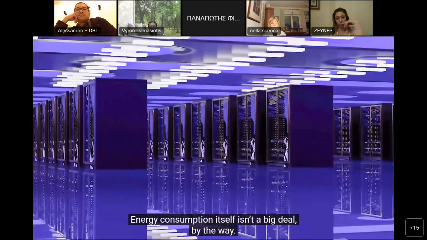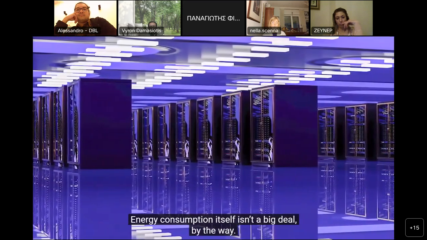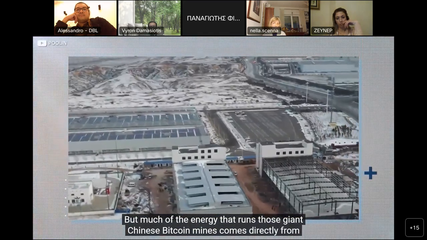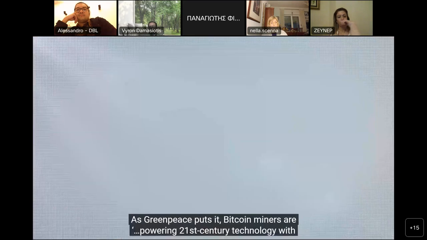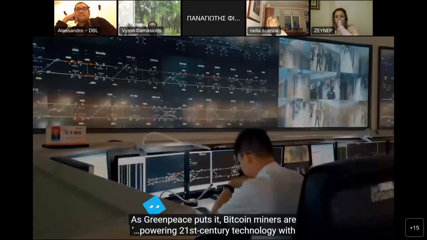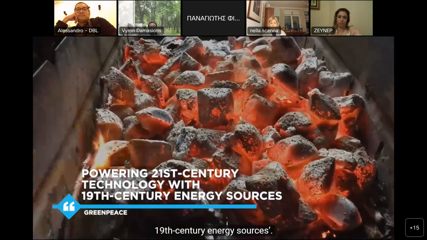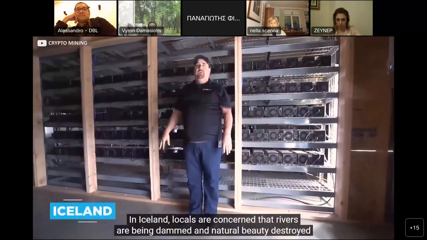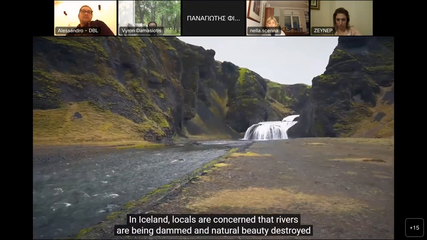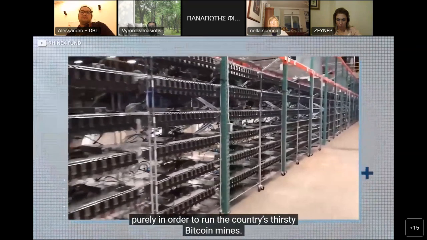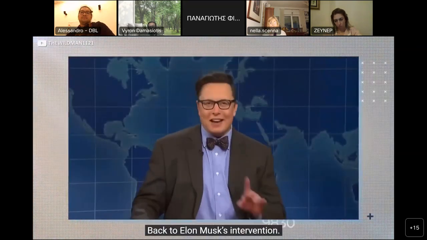Energy consumption itself isn't a big deal, by the way. But much of the energy that runs those giant Chinese Bitcoin mines comes directly from dirty coal. As Greenpeace puts it, Bitcoin miners are powering 21st century technology with 19th century energy sources. In Iceland, locals are concerned that rivers are being dammed and natural beauty destroyed purely in order to run the country's thirsty Bitcoin mines. Back to Elon Musk's intervention.